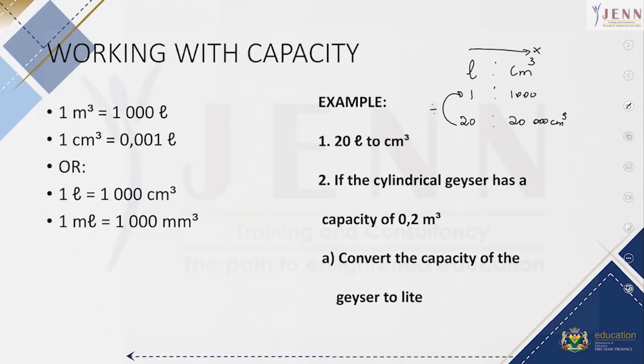In grade 11, we have this question. Question number 2 was from grade 11 March paper. They did not get it right at all, where they were supposed to convert the capacity of a geyser to cubic.